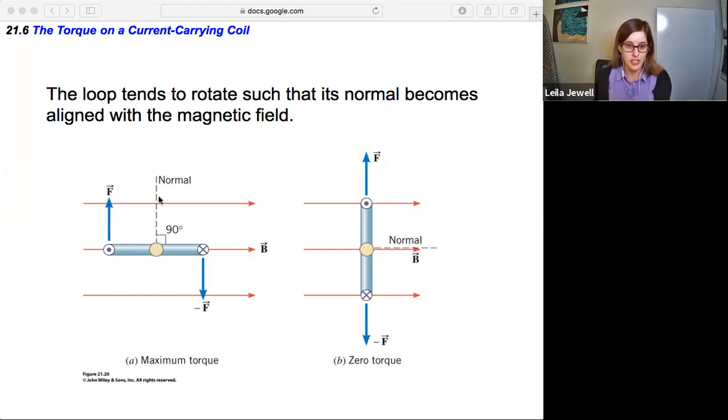So if initially the magnetic field is just hitting the wires, that's going to create a rotation until it's able to pierce the loop, right? That's where you have maximum torque, when the normal is perpendicular to the magnetic field, and then zero torque once the normal is lined up with the magnetic field. At this point, the forces are opposing, and it's not actually going to cause a rotation. And we can calculate how much torque there is depending on this orientation.